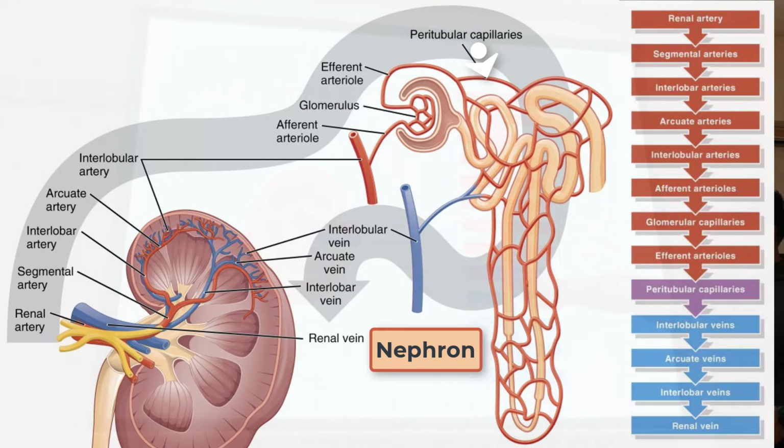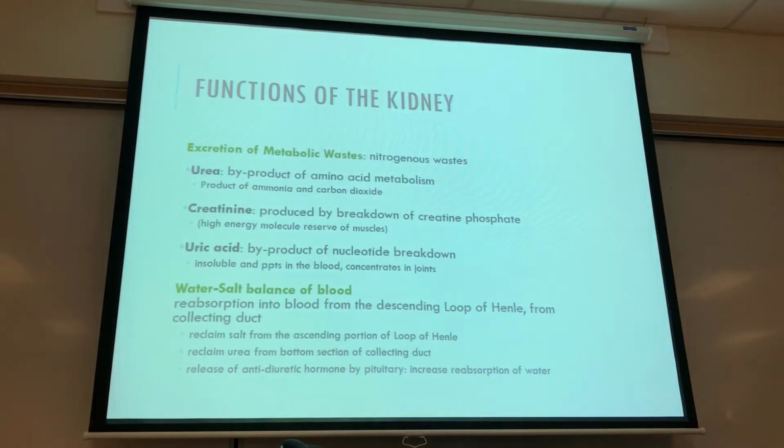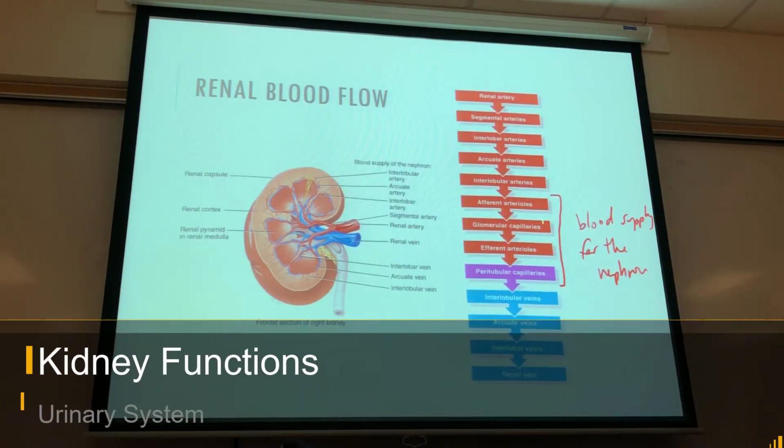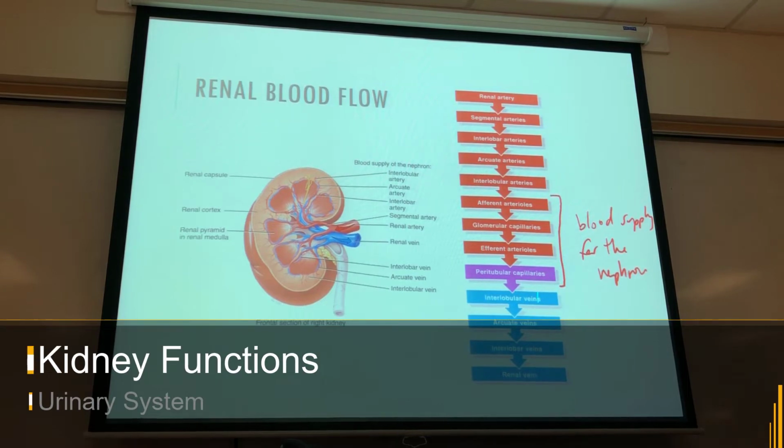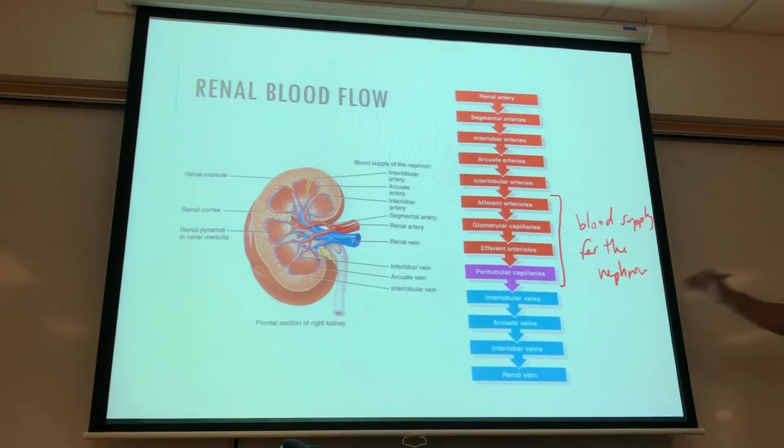Peritubular capillaries will converge back into the interlobular veins, and we're going back the reverse way down the renal column. We're going to go from interlobular to arcuate to interlobar veins, back to the renal vein, in which we're going to get filtered blood back into our systemic circuit. Again, we'll review these arterioles, capillaries, and arterioles. We'll zoom in on this when we look at our nephron.